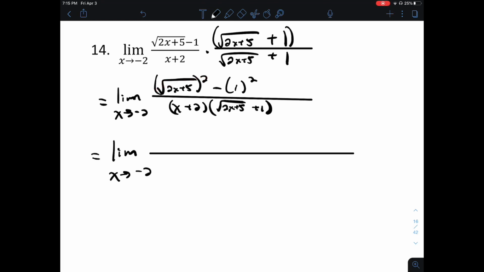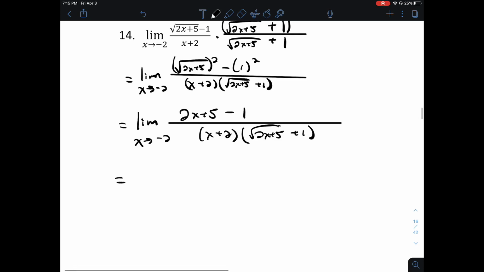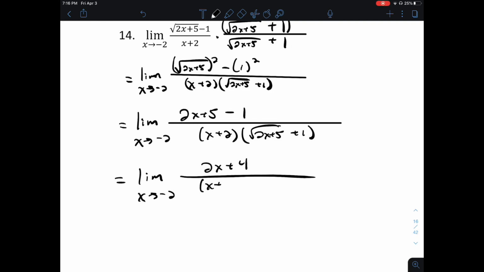In the top, square root and squared are kind of like inverse operations. We pretend that they are. That's going to give us 2x plus 5. Then we subtract a 1 squared is 1. In our denominator, we're going to just leave that as it is. And then in our numerator, if we continue with this, we're going to end up with the limit as x approaches -2 of 2x plus 4.